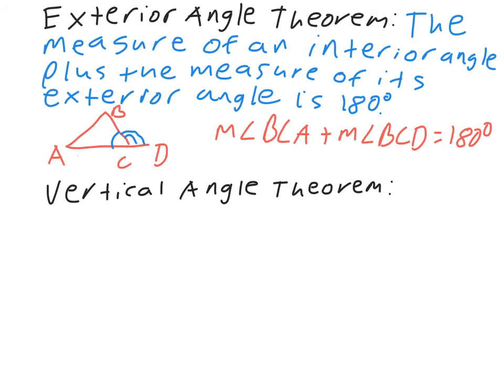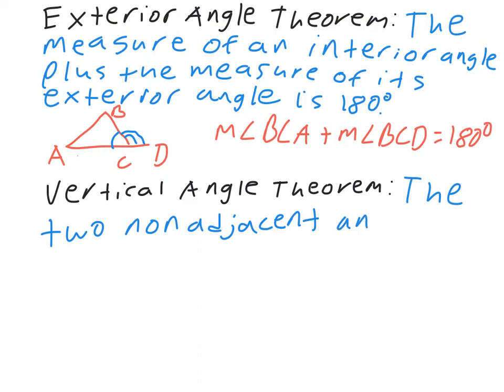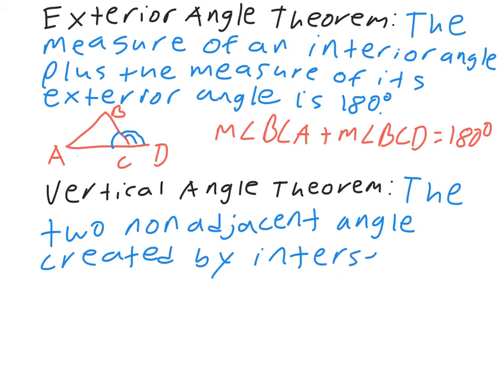The last theorem I'm going to talk about today is the vertical angle theorem. The 2 non-adjacent angles created by intersecting lines are congruent.